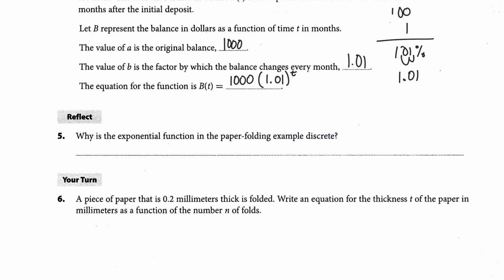Why is the exponential function in the paper folding example discrete? You can only have whole number folds.